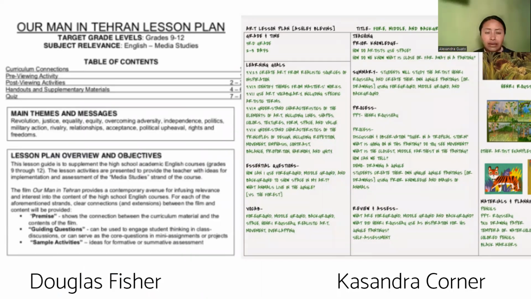Okay, and the next model of lesson planning, according to Douglas Fisher, the learning objectives should drive your lesson planning, not the other way around, especially in subjects like English. Focusing on your objectives first can make sure your students are learning effectively.